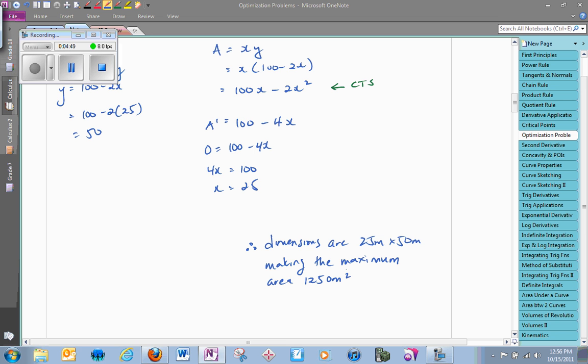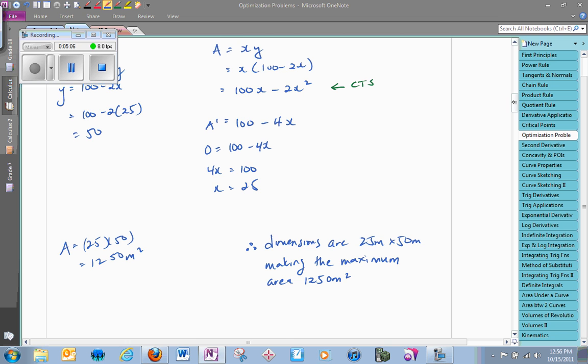1250 meters squared. And if you need to write that calculation, area is 25 times 50, which gives me the 1250 meters squared. So again, not a difficult question, something that you definitely would have seen in grade 10, but a lot easier now that we know calculus.